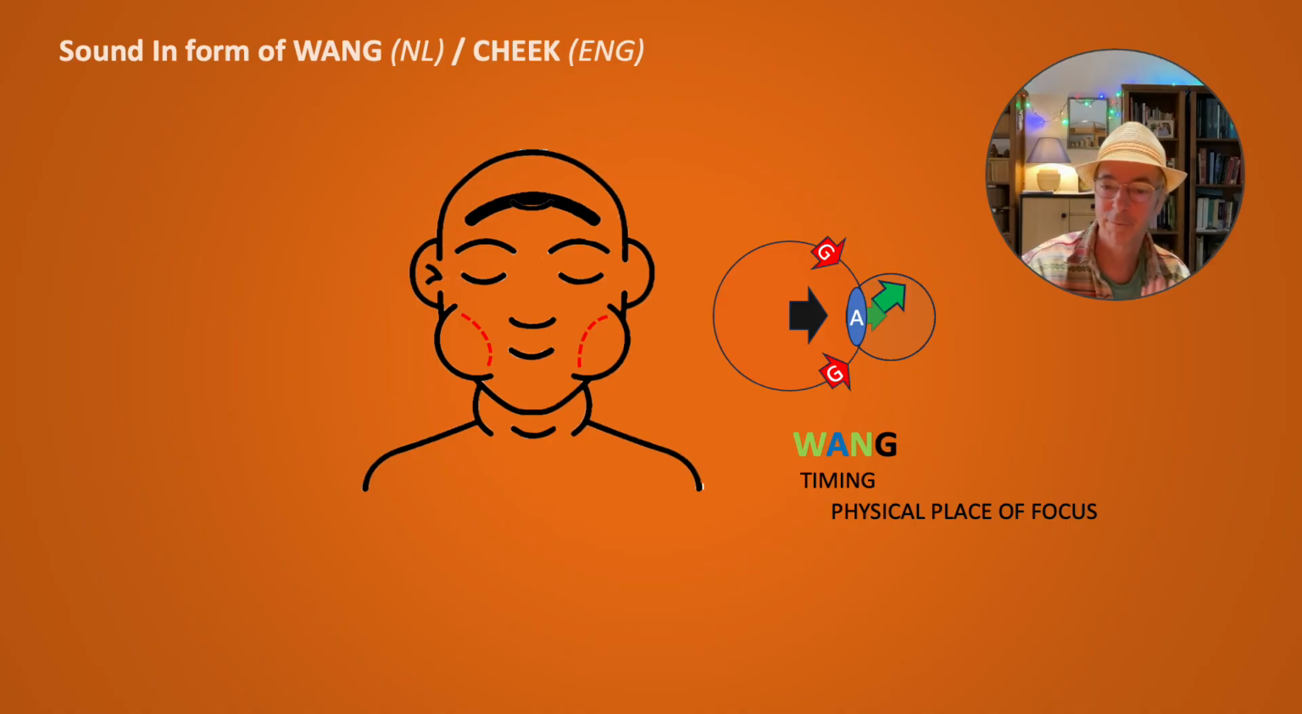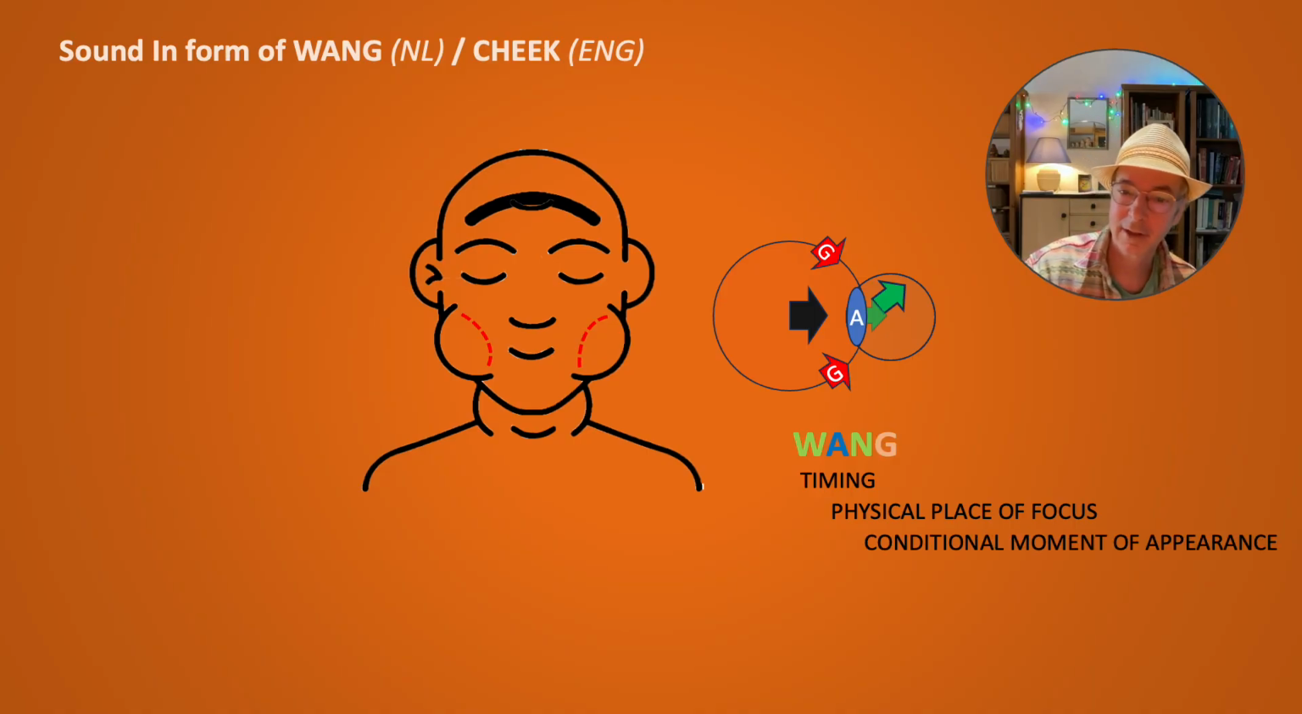A is about the physical place of focus. So this physical place of focus only comes out in this extension of time that you give, where N is given a function, or it is given the time of its life, let's say. And G, you can see that in my system, is that conditional moment where it will appear. It will appear only conditionally at a certain place. You can read that in my system. So that's a perfect description of WANG.